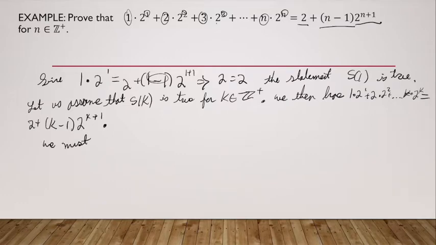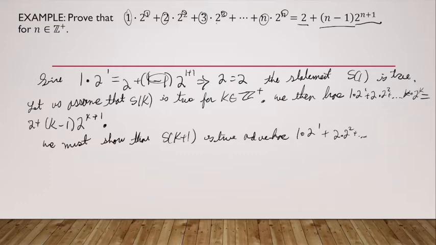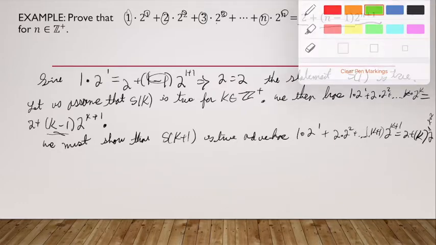We must show, and this is going to take quite a bit, okay, we must show that S of k plus 1 is true, and we have 1 times 2 to the first plus 2 times 2 squared plus dot dot dot plus (k plus 1) times 2 to the k plus 1 equals 2 plus k, because if I have k minus 1 and I add in k plus 1, I just get a k, times 2 to the k plus 2. Okay. I need to get this.